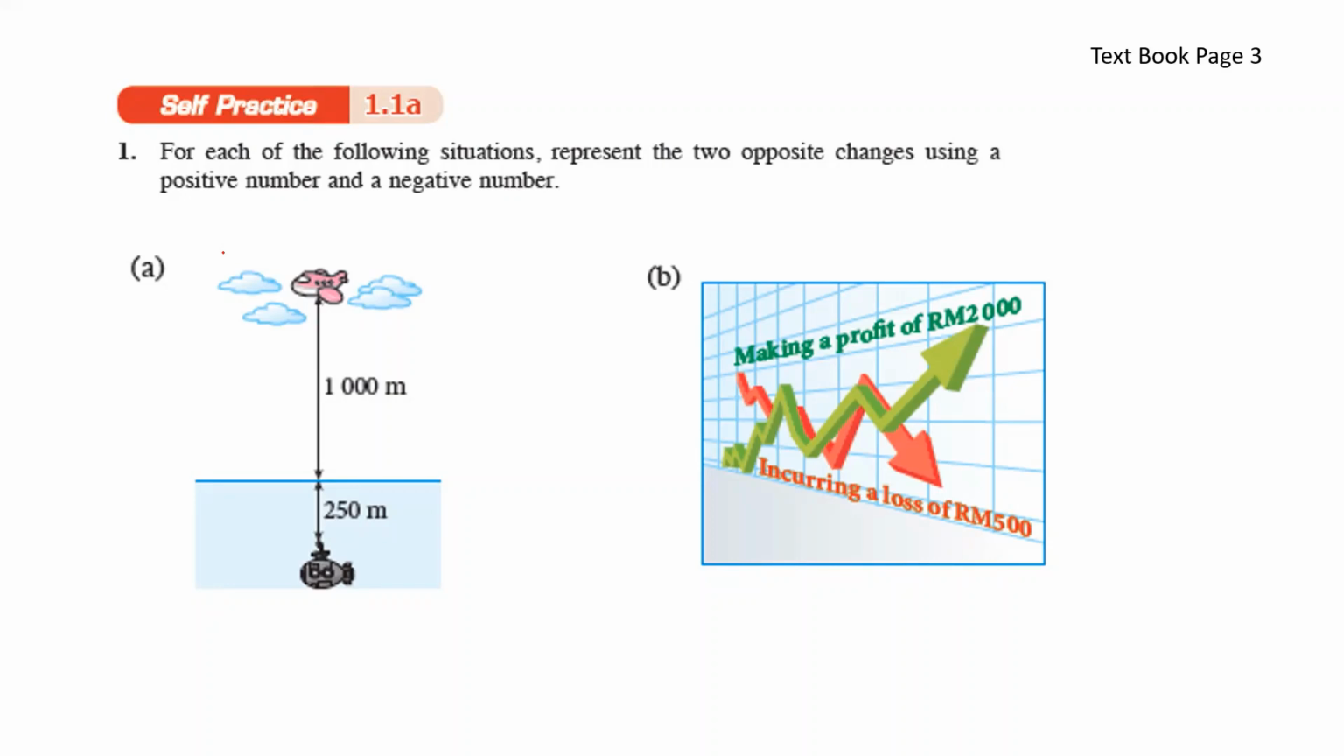As you can see, the plane flies at 1,000 meters above sea level, while the submarine moves 250 meters below sea level. Hence, the plane is at positive 1,000 meters, while the submarine is at negative 250 meters. Making a profit of RM2000 indicates growth, denoting a positive value, while incurring a loss of RM500 denotes a negative value.